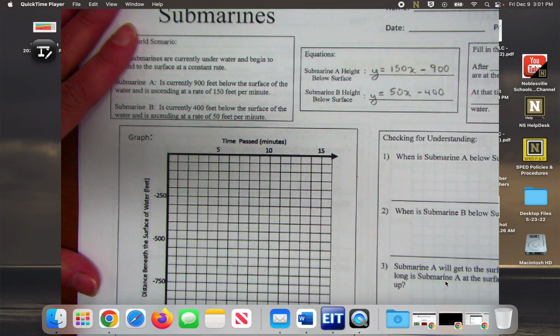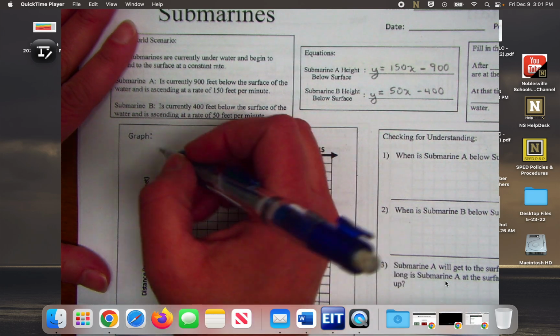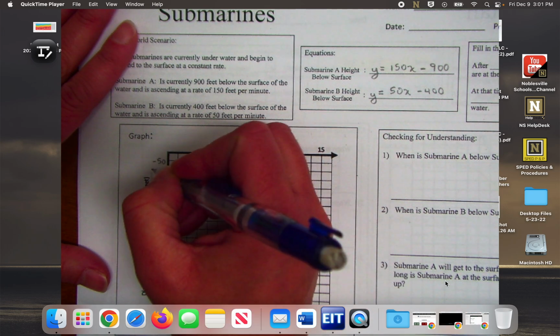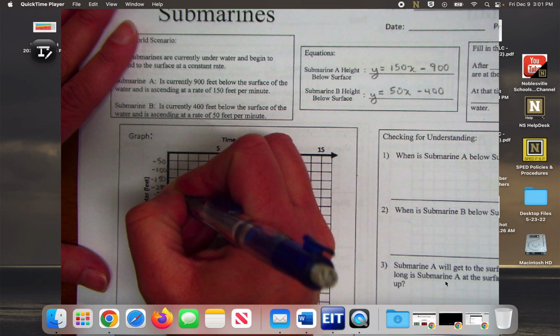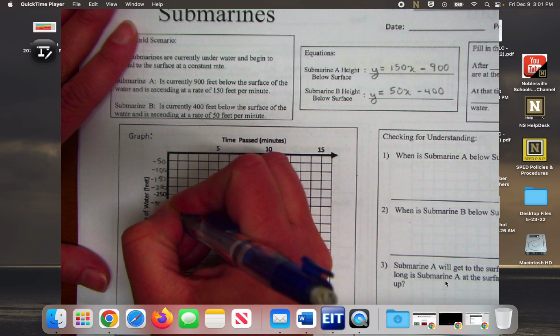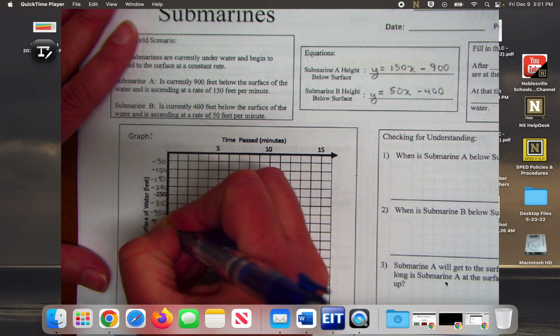So I'm going to do submarine A. I'm at negative 900. Yep, let's let everybody else work through it.